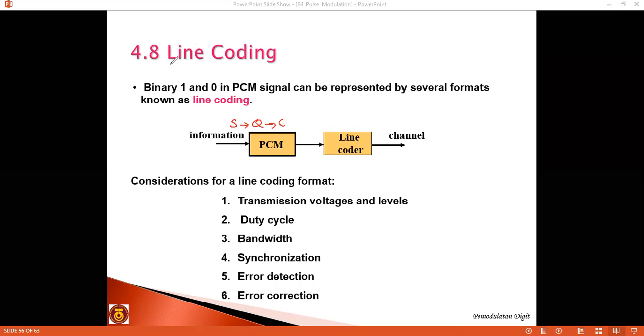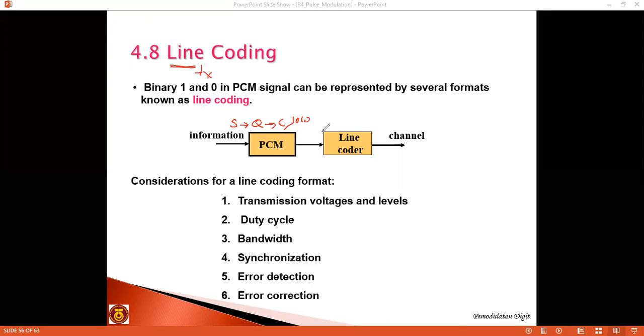So the line here refers to the transmission line, or the physical medium. So it's very related to the channel or medium, because this output is the bit series, 010, but it needs to be represented. Our 1 and 0 can be represented using many formats. So this format is known as the line coding.